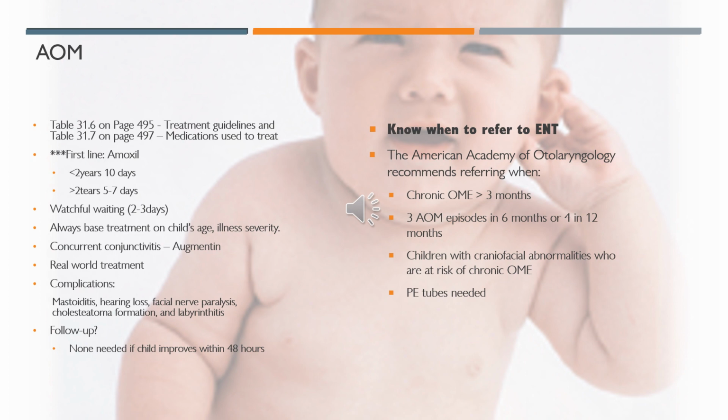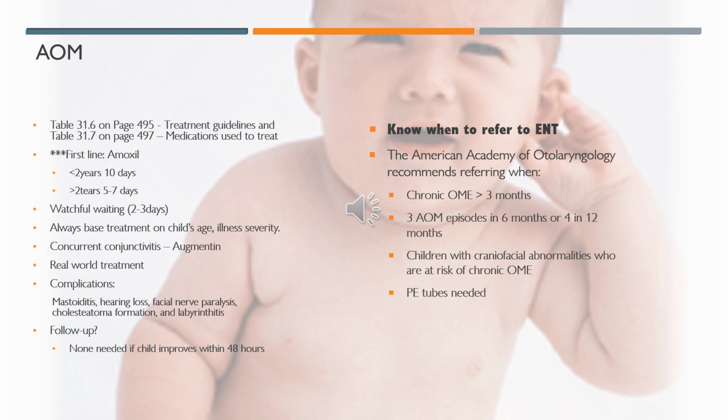Antibiotics are usually effective. You're going to start with amoxicillin, and if you look on page 497, you'll see medication commonly used to treat otitis media. Table 31.6 gives you the treatment guidelines. Those are both important to know, but you're going to start with amoxicillin. That's first line, always. You're going to try to avoid azithromycin because of the high incidence of bacterial resistance, okay? If there's a penicillin allergy, you have a couple different options.